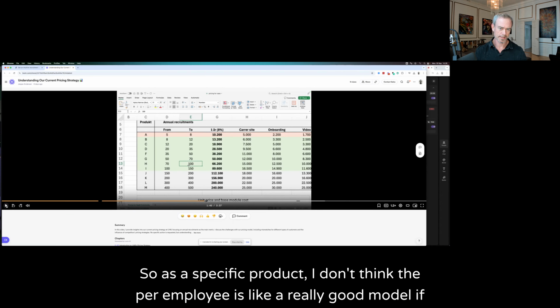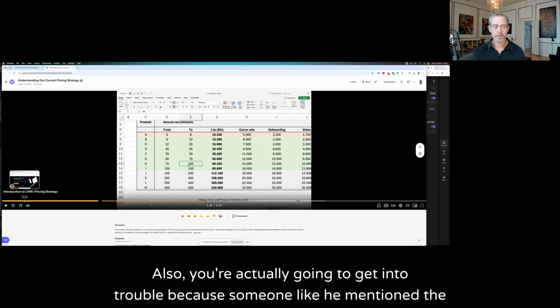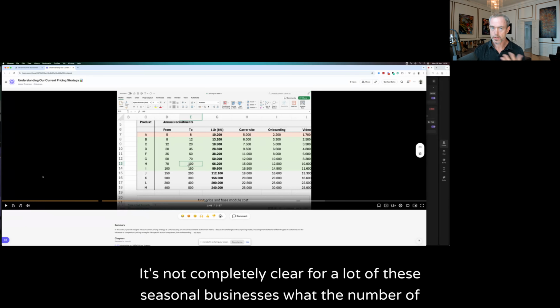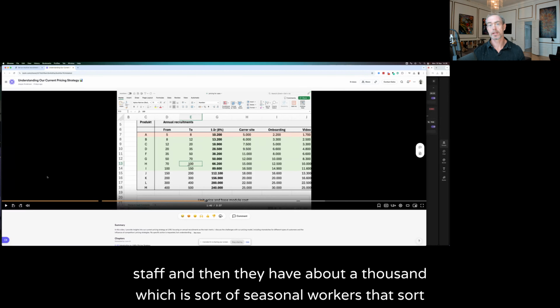So as a specific product, I don't think per employee is a really good model if you just do the narrow vertical of recruitment. Also, you're going to get into trouble because, like he mentioned with the amusement park, it's not clear for a lot of these seasonal businesses what the number of employees actually is. They might only have 30, 40 people as permanent staff, and then about 1,000 seasonal workers who flow in and out.